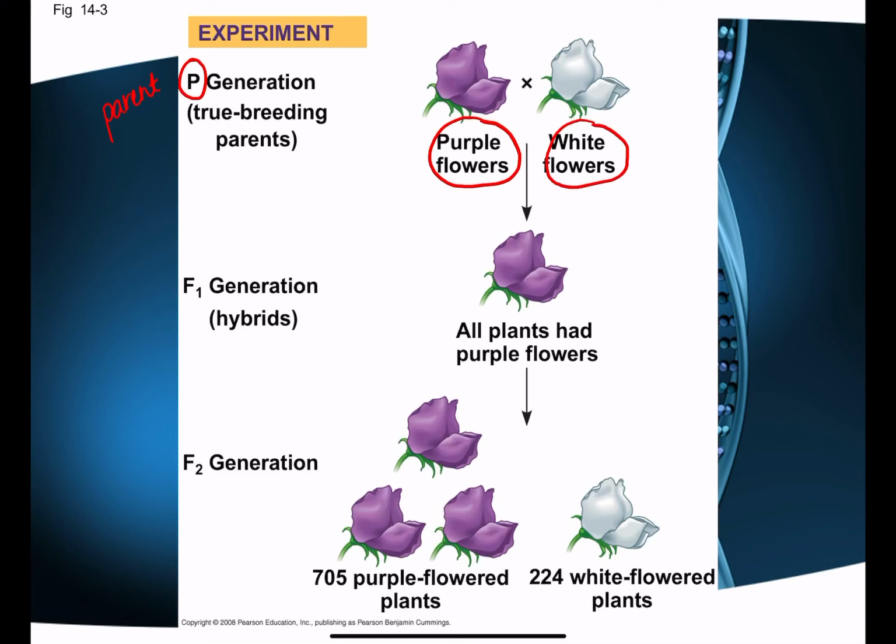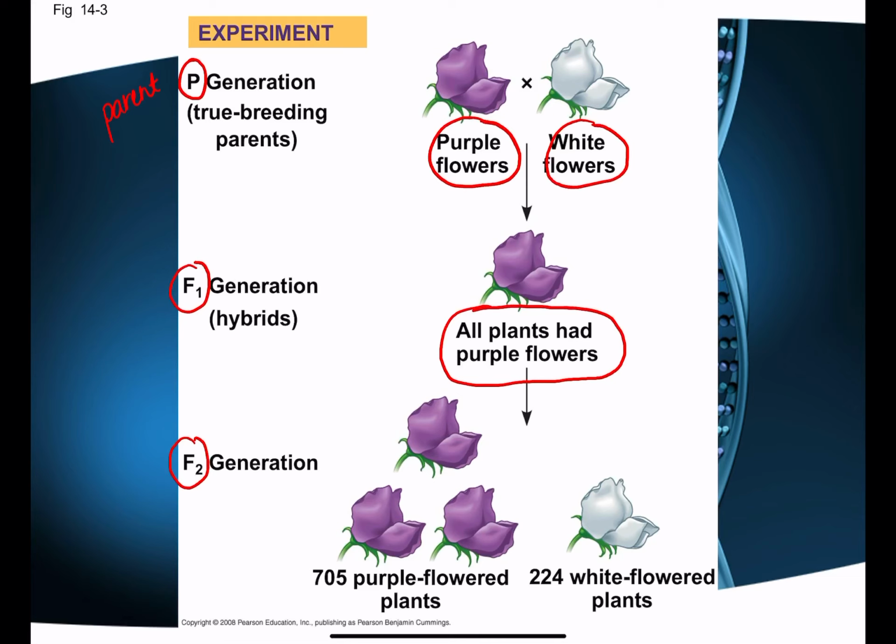And so all of the next generation, which is known as the F1, these terms P, F1, F2, those are very common in genetics. So you need to be able to use those terms. And so he saw that everything was purple flowers. They had all made purple flowers, okay?